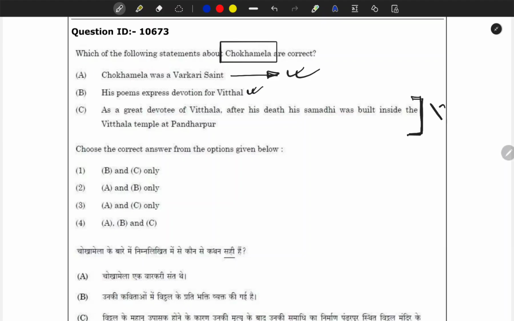So for me, this was not a correct statement, and if I eliminate this, I get my correct answer, A and B. So for me this was a moderate question because he was a less known personality. But one thing I was sure about is that he was a Bhakti saint and he belonged to the lower caste in Maharashtra.